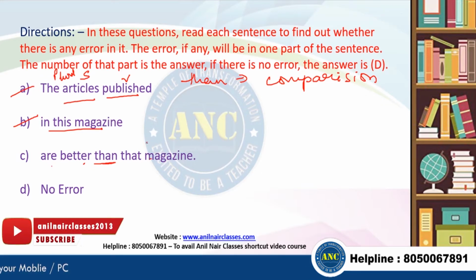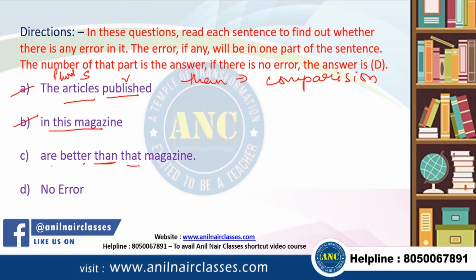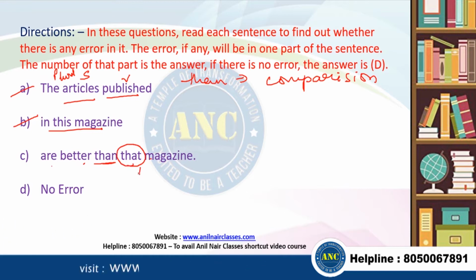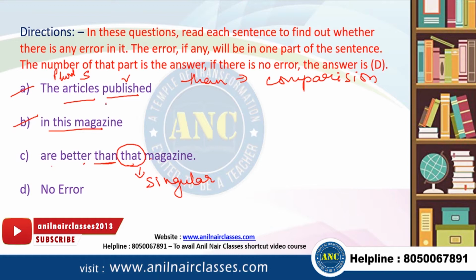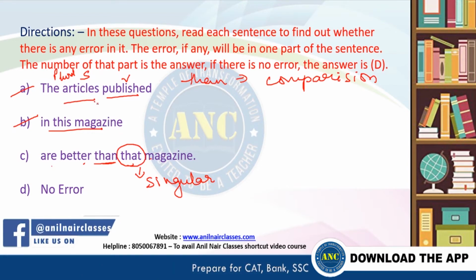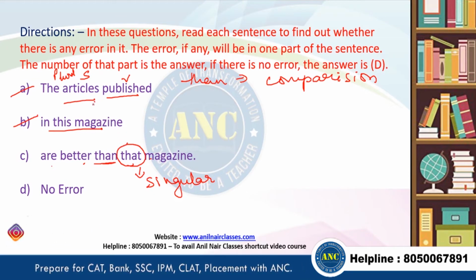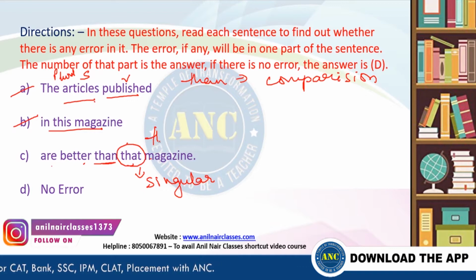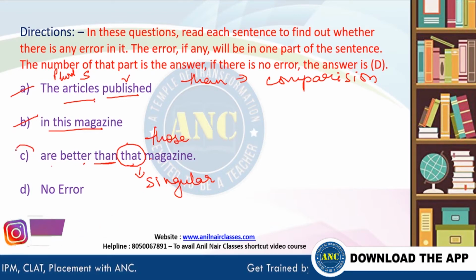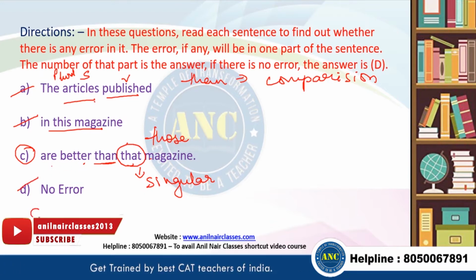So what is the meaning over here? Which comparison is happening over here, right? You're using a pronoun "that" over here, but that is singular. And it is referring to the plural noun articles. So how can you compare a plural noun with a singular noun? You cannot. So you have to use "those" over here. Clear? So C is the error over here. So the answer is C. We can get rid of C.